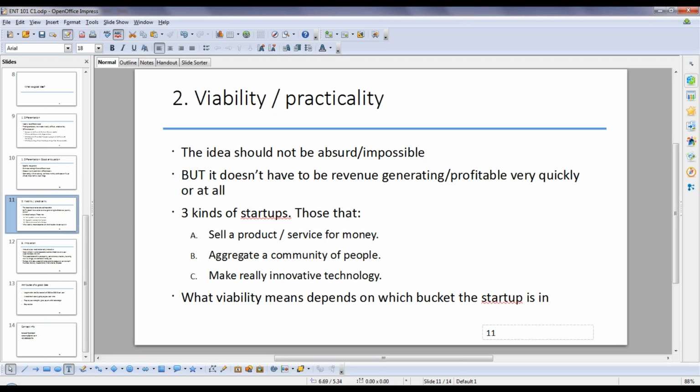Then the first one, what is it? Sell a product or service for money. This is the example that we have told about Google Docs, wherein you get all the software similar to Microsoft Office, all the Word document, Excel, all the software you get from Google, and you pay for that. So basically you are paying for their service. Or it can be websites like Amazon, Flipkart, where you buy products. So that is another kind of startup.